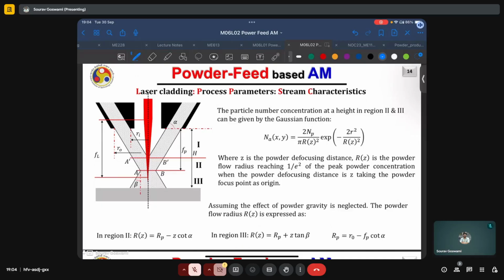Thus, the particle number concentration at a height in region 2 and 3 can be given by the Gaussian function Na equals 2 np by pi R z square e power minus 2 r square by R z square, with capital R being a function of z, where z is the powder defocusing distance, and R of z is the powder flow radius reaching 1 by e square of the peak powder concentration when the powder defocusing distance is z, taking the powder focus point as origin.